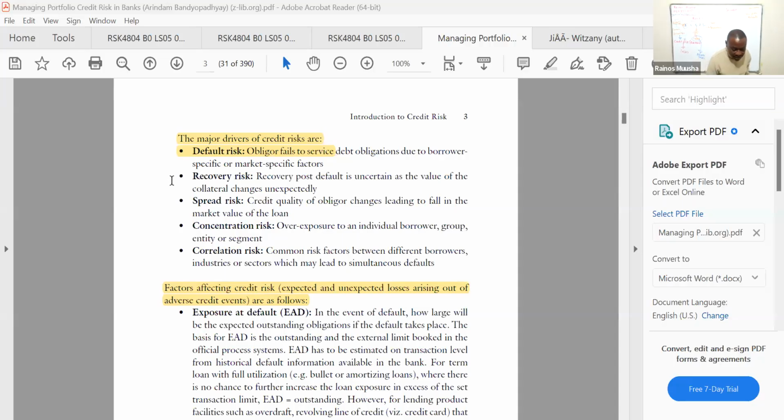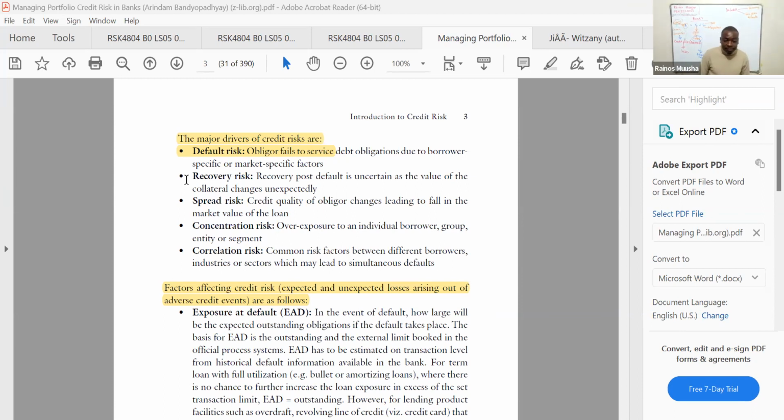So which means in this case, when they talk about recovery risk, this is the risk that we're not going to be able to recover the amount that is outstanding as well. So it's basically another driver of credit risk. And the second one is spread risk, where they say credit quality of obligor changes leading to a fall in the market value of the loan.